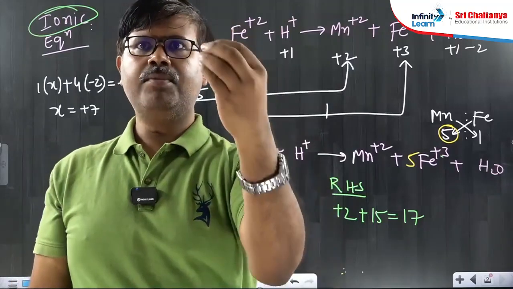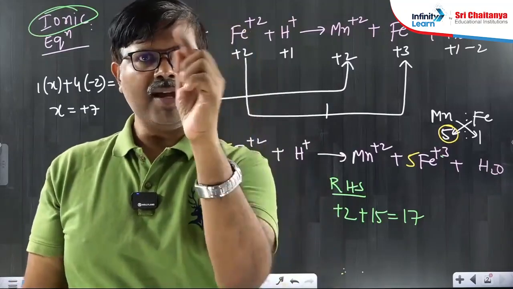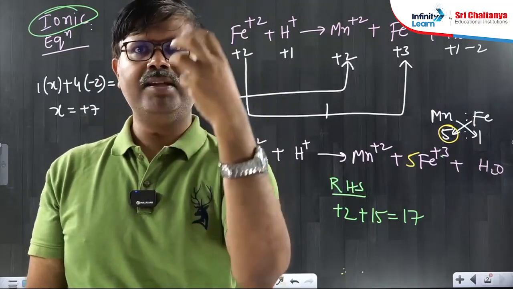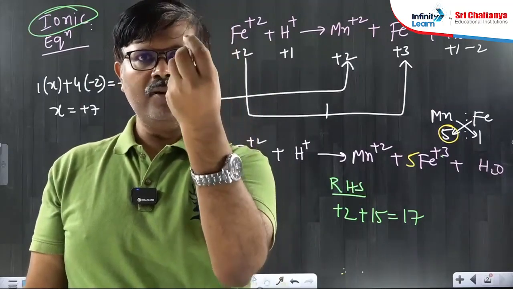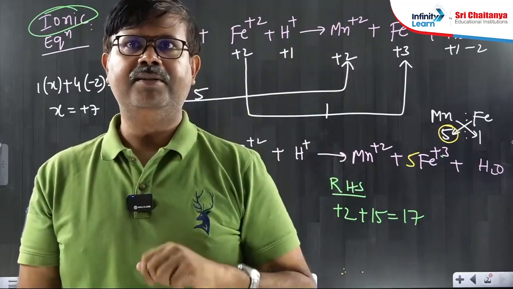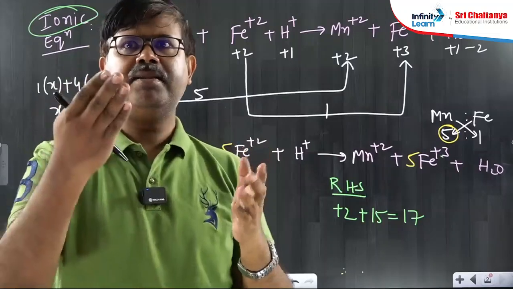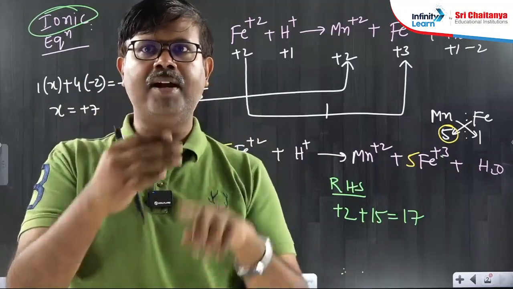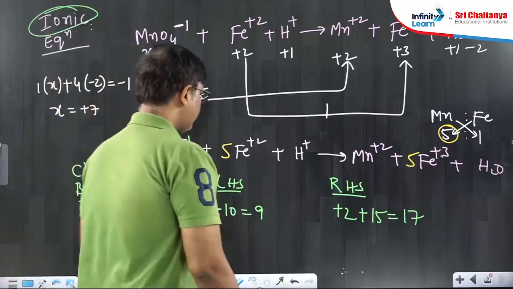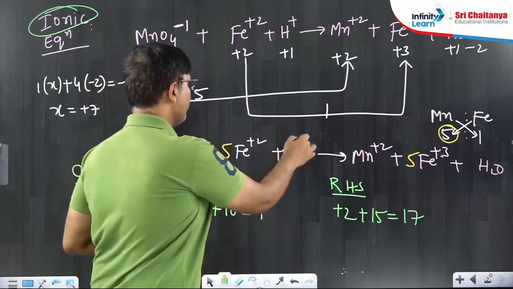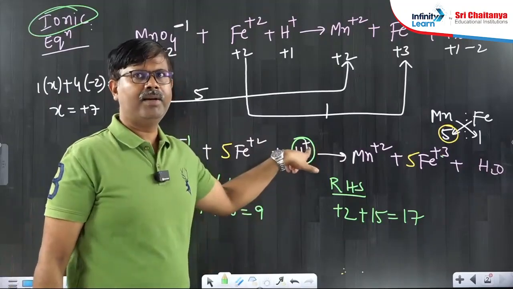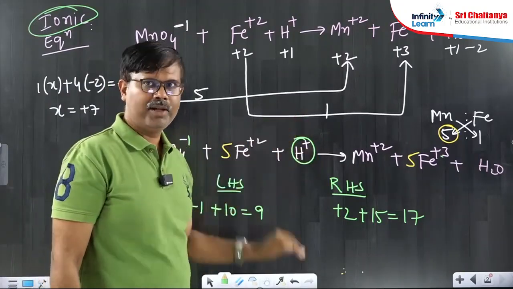If you are using the support of OH minus, minus means a smaller number, so add this OH minus to the higher charge side. This is the hint. If you use H plus, add it to the lower side; OH minus, add it to the higher side. Now see, we are using the support of H plus. So we have to add it to the lower charge side.